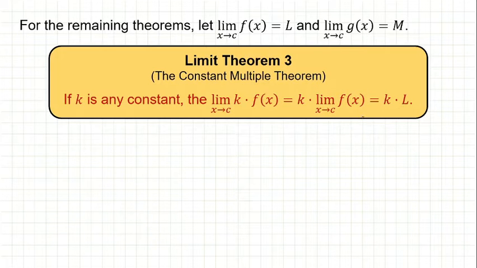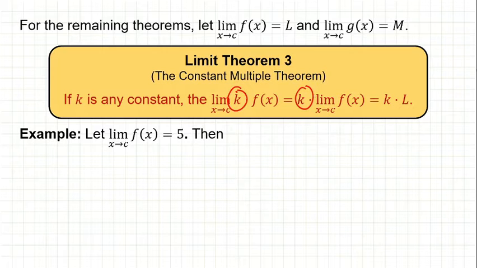Okay? So that's it. Now, observe that we just factored out the value of k in this expression. So from here, we have the limit of k times f of x. We just took k out. So that's why we have k times the limit of f of x as x approaches c. For example, suppose we have the limit of f of x as x approaches c be equal to 5. So the limit is already given. So this is our L, which is 5.